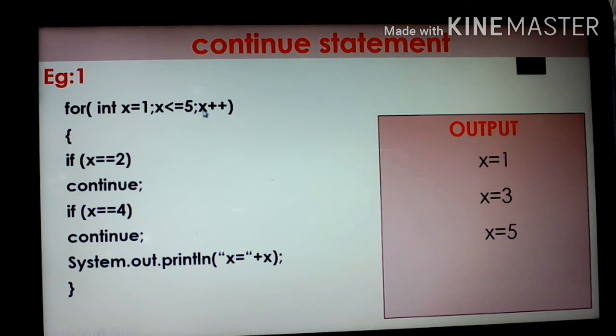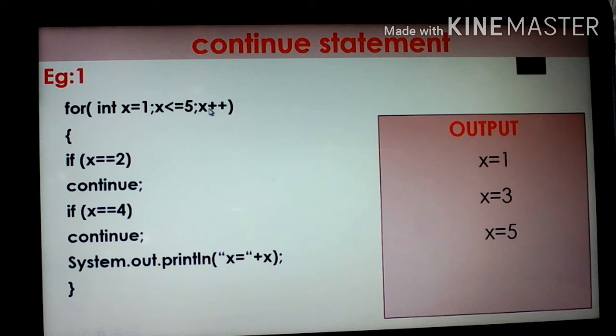Now the value of x is 3. Then 3 less than or equal to 5, the condition is again true. So again control comes here. Now if 3 equal to 2, the condition is false. So we are coming to this statement. If 3 equal to 4, here also the condition is false. So we are coming to System.out.println x equal to plus x, that is, now it is printing x equal to 3. The loop is closing here.